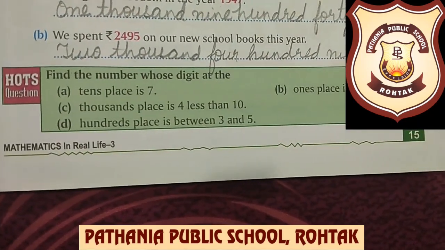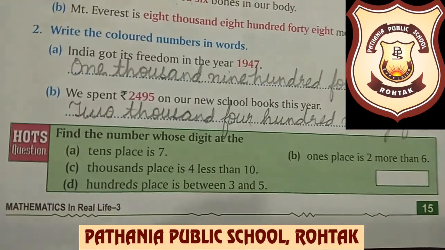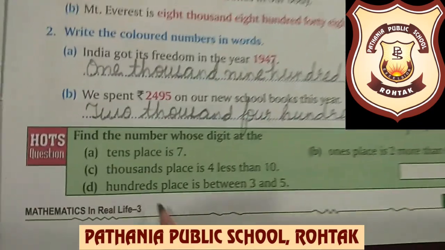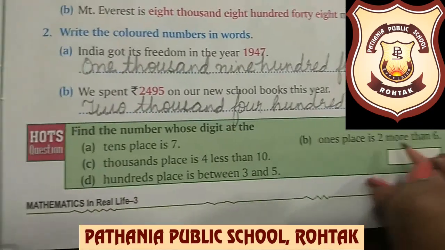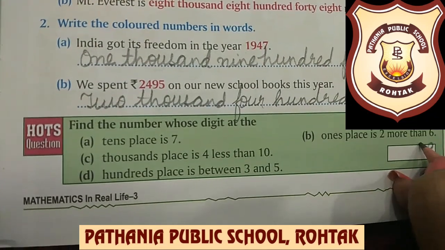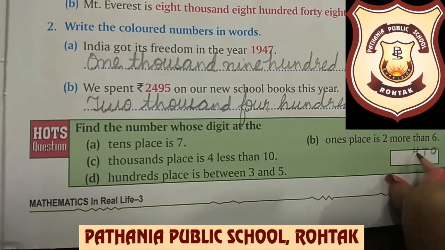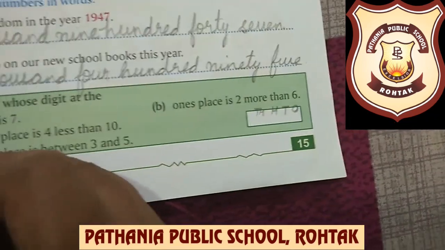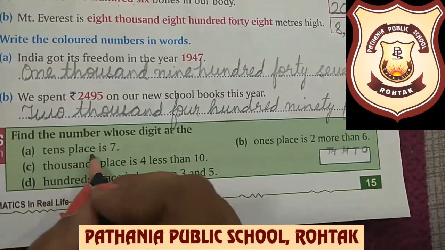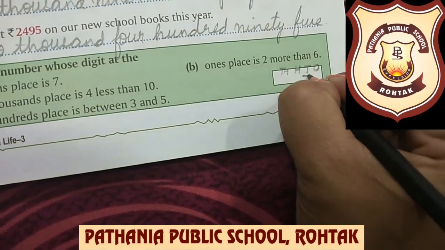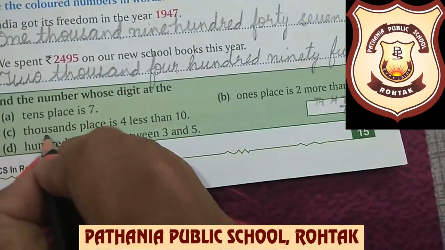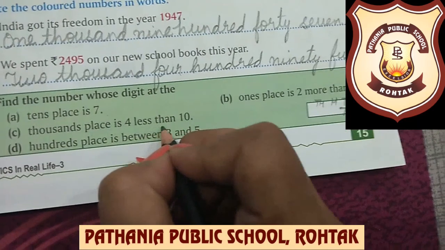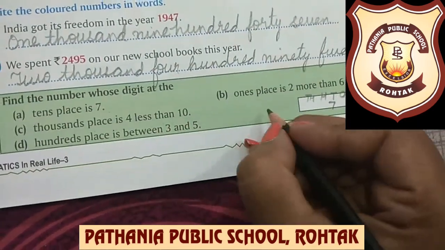Now here is a puzzle for us. Find the number whose digit at the tens place is 7. Here see beta, one mystery is given over here. We need to identify the number. And for identifying the number, first of all, we will make places. Now it is saying tens place is 7. So we will write 7 at tens place. Now thousands place is 4 less than 10. 4 less than 10 will be 6.